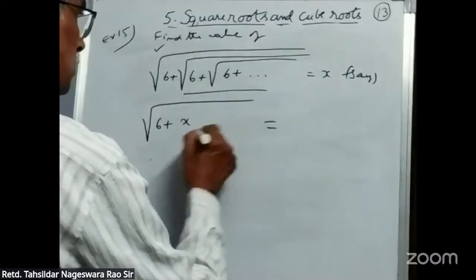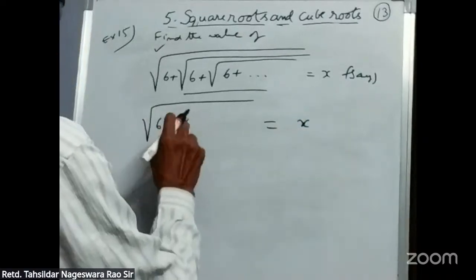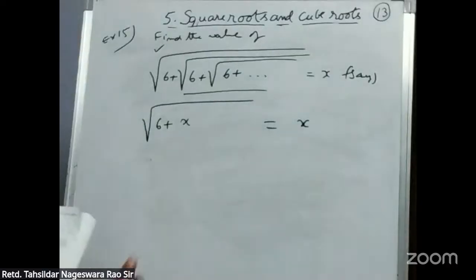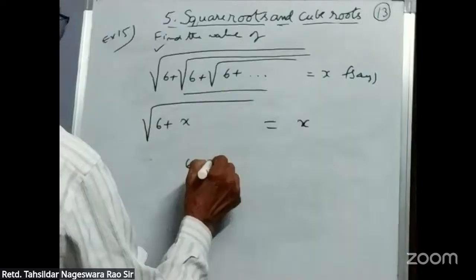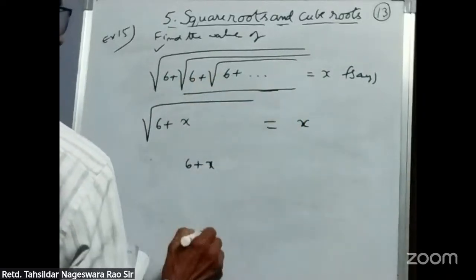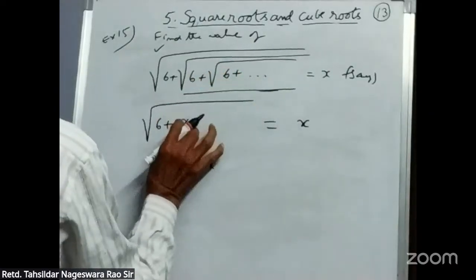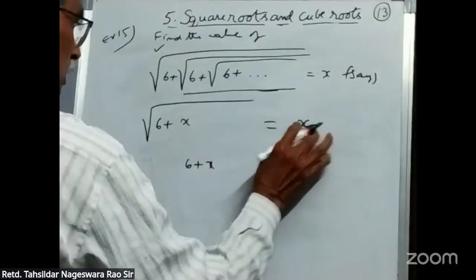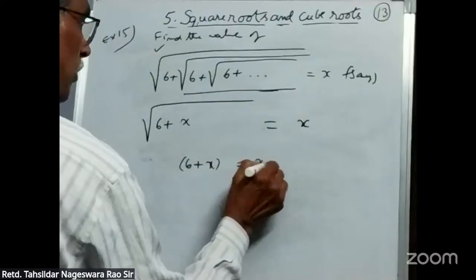Again, this will be 6. Root of 6 plus x, we have taken it as 6 plus x. So squaring both sides. This entire portion has become x. We have to take it as x, there is no alternative. This portion will be again x. 6 plus x, and we take the entire value as x. So root of 6 plus x will be x only. Squaring both sides, this will be 6 plus x, and this will be x square.